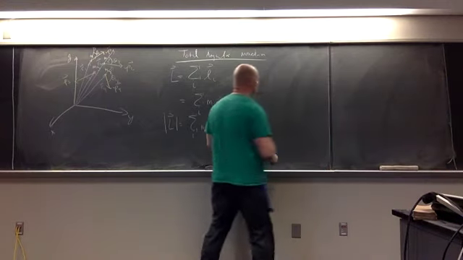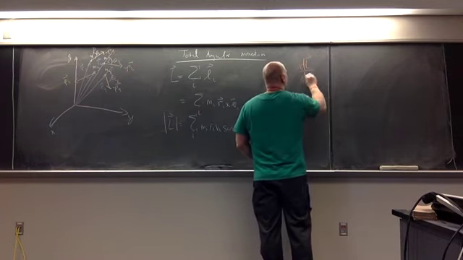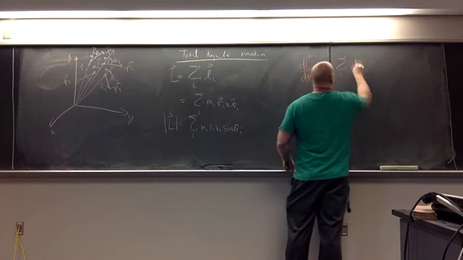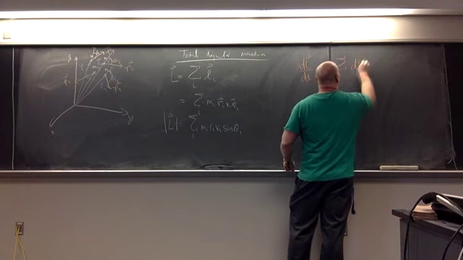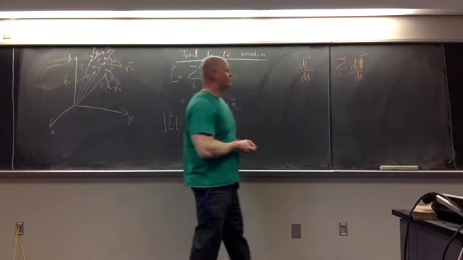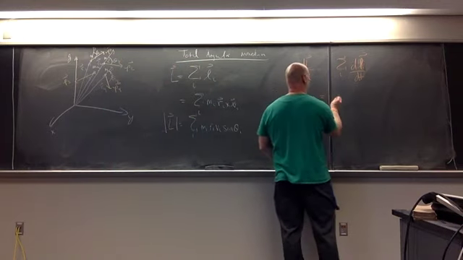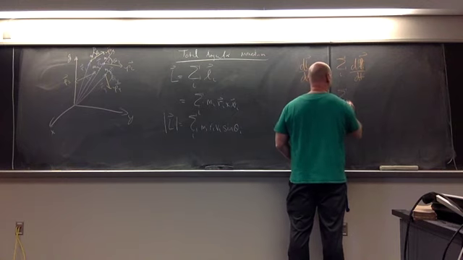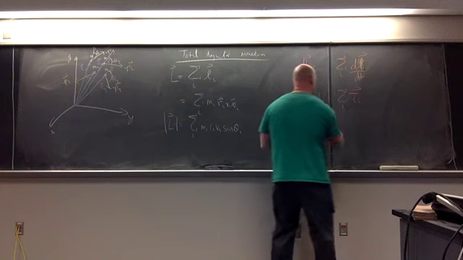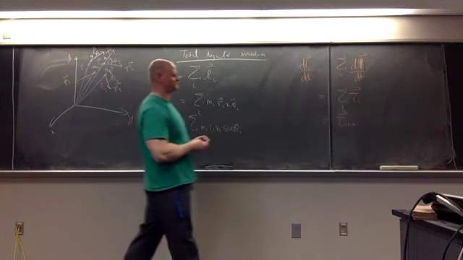Now, what's the time rate of change of the total angular momentum? If I look at the time rate of change of the total angular momentum, well, this is just equal to the sum over the time rate of change of all the individual angular momenta. But we know the time rate of change of any individual angular momentum is simply the torque. So this is then equal to the sum over all the individual torques, which is simply the net torque.